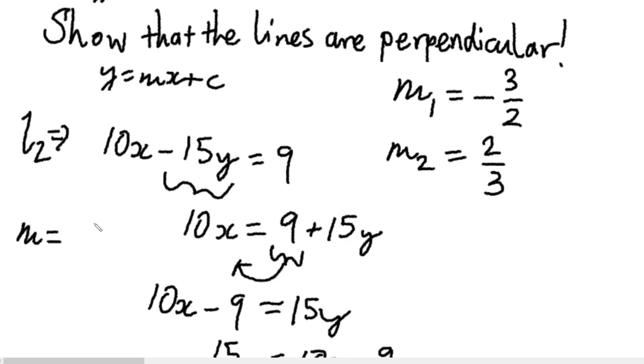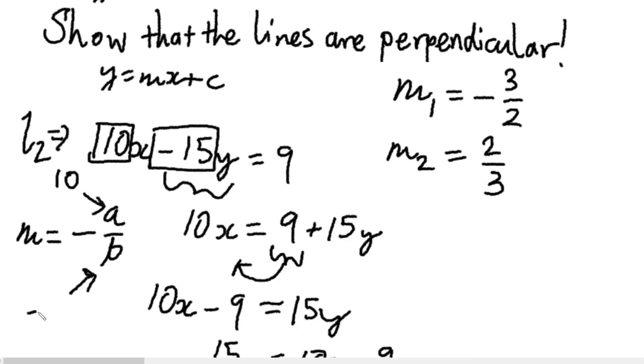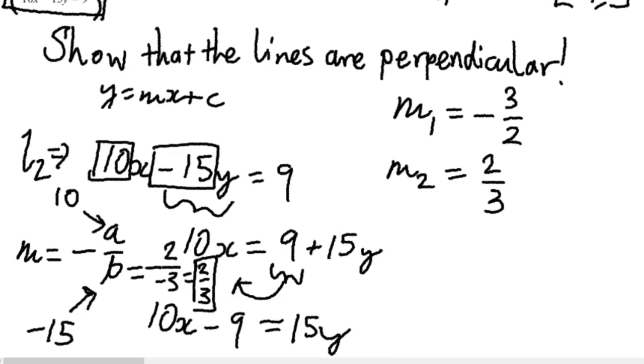m is equal to minus a over b, where a is the coefficient of x, meaning this number here multiplied by x, 10, divided by the coefficient of y, this number, minus 15, which would bring us to minus 2 over minus 3, which is just positive 2 over 3. And it's the same result. So our first gradient of the line is minus 3 over 2, and our second gradient of the line is 2 over 3.